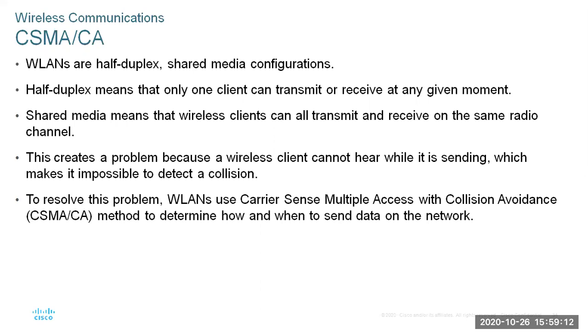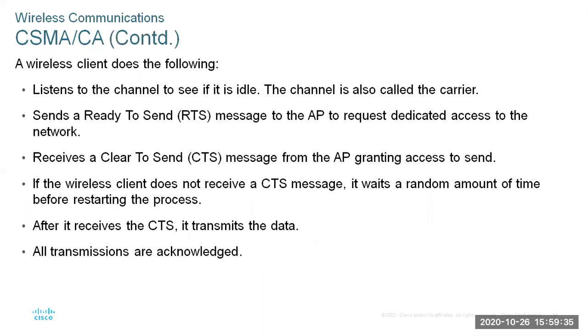And this creates a problem because wireless clients cannot hear while they are sending, which makes it actually impossible to detect a collision. So to resolve this issue, they have to use carrier sense multiple access with collision avoidance to determine how and when to send information or data. So a wireless client does the following: it listens to the channel to see if it is idle or busy before it sends a message.